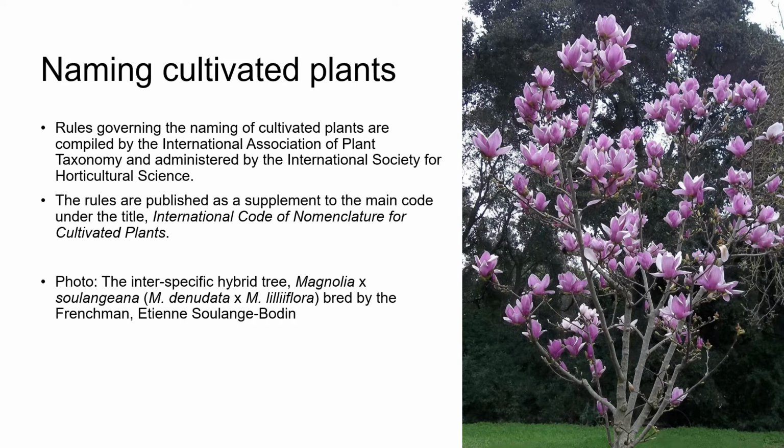You'll probably remember that in an earlier module, we talked about the International Code of Nomenclature for Algae, Fungi and Plants, which sets out the internationally accepted rules by which naturally occurring plants are named, and is administered by the International Association of Plant Taxonomy. Well, a similar set of international rules exists to govern the naming of cultivated plants. These rules are called the International Code of Nomenclature for Cultivated Plants, and are also administered by the International Association of Plant Taxonomy. So let's start by taking a look at how the IAPT defines a cultivated plant.